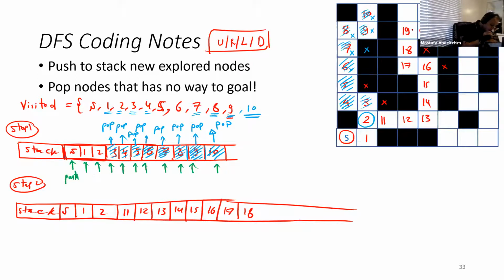19, and just don't forget to put all these nodes in the visited. So we have here 11, 12, 13, 14, 15, 16, 17, 18. I'm sorry, I just forgot to put them. So we have 19 here. In 19, can we go up? Yes. 20. In 20, can we go up? No. Can we go right? Yes. 21. Can we go up from 21? No. What is this? No, we can't.